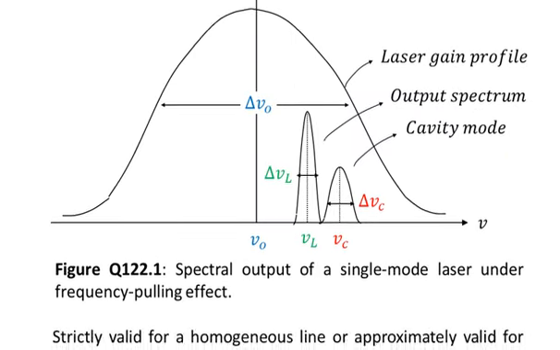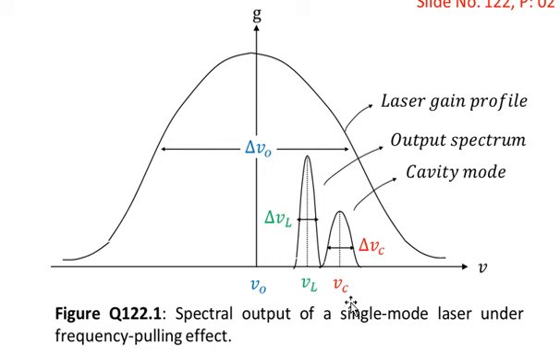These are the single longitudinal modes. If the laser is operating at a single longitudinal mode, the modes could be nu c, nu L, and nu naught. Since the laser is operating at a single mode, at a time it will either be operating at nu c, or at a frequency nu L, or at a frequency nu naught. The corresponding line widths are delta nu c, delta nu L, and delta nu naught.